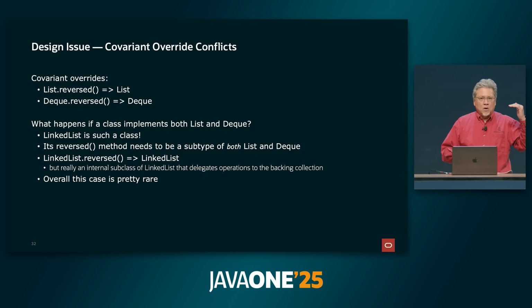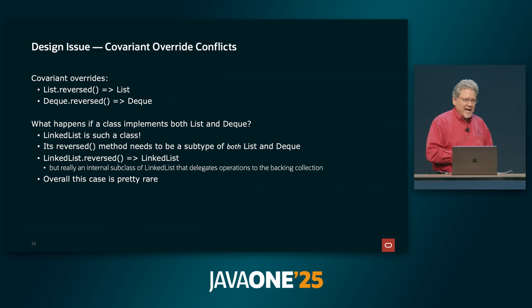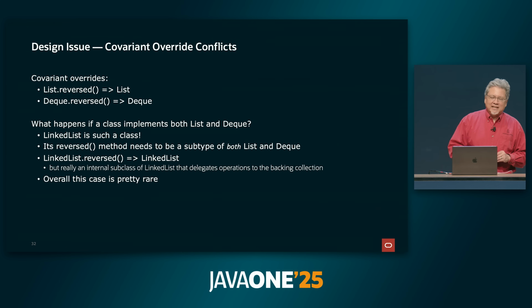There's this weird thing in here. The thing about covariant overrides is that they're very powerful. So if you have a SequencedCollection, reversed on a SequencedCollection returns a SequencedCollection. SequencedSet.reversed returns a SequencedSet, and so forth. List.reversed returns a List, and Deque.reversed returns a Deque. Great. What happens if you have a class that implements both of them? Well, it turns out this is pretty rare, but there's a class in the JDK that actually implements both List and Deque, and that is the aforementioned LinkedList.